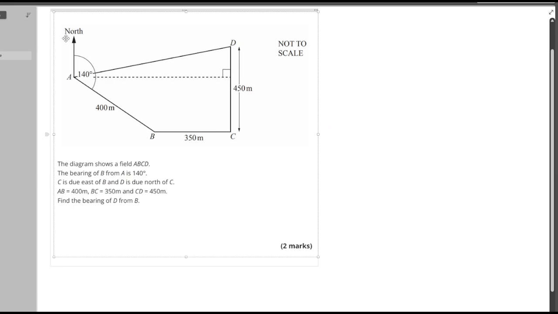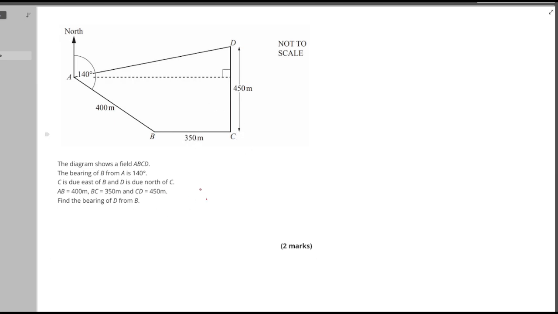Now in this problem, the diagram shows a field ABCD. The bearing of B from A is given 140. C is due east of B and D is due north. So here between this and this there is 90-degree angle. I will draw north over here. So this whole angle is also 90-degree. Now the lengths are given on the diagram. We have to find out the bearing of D from B.